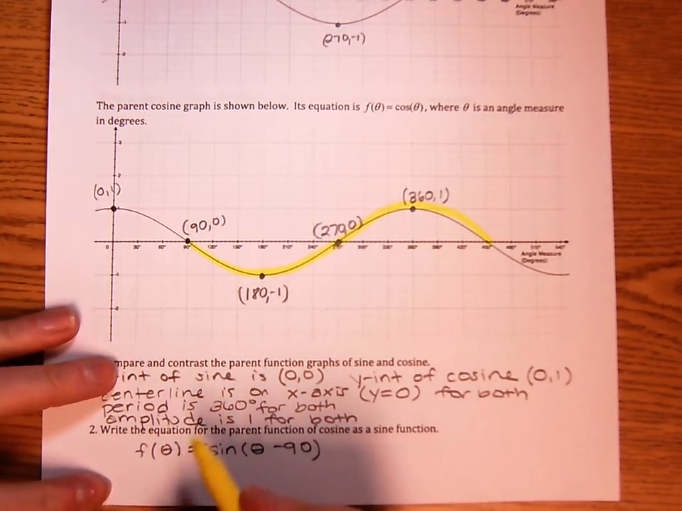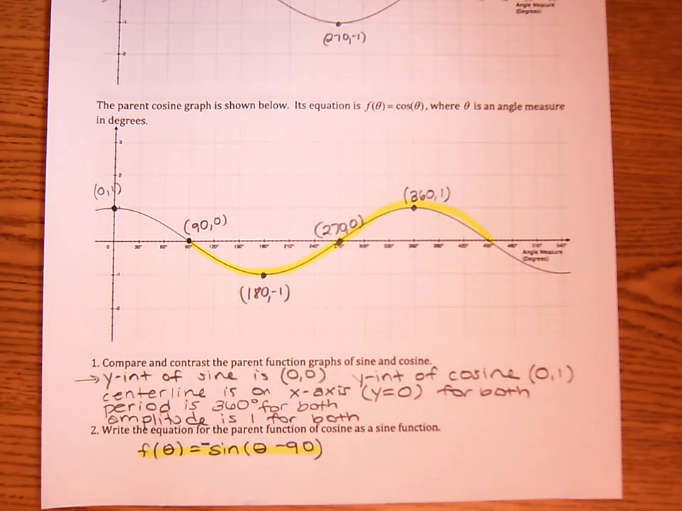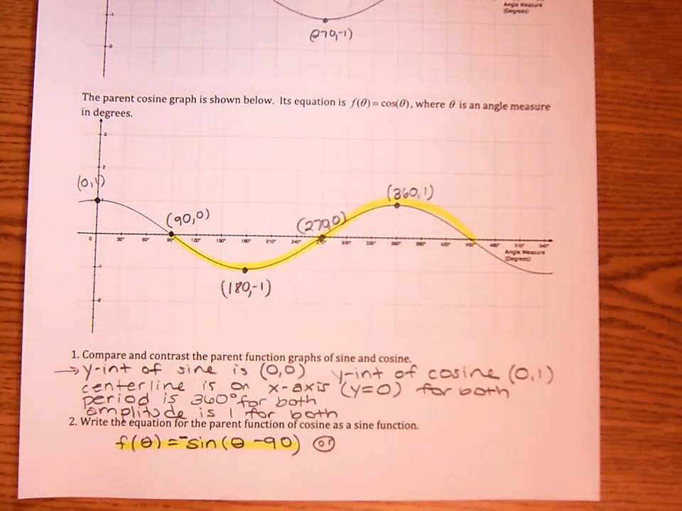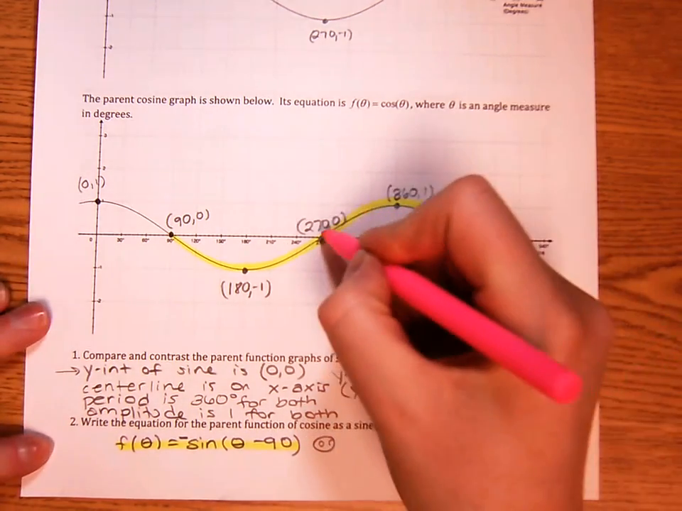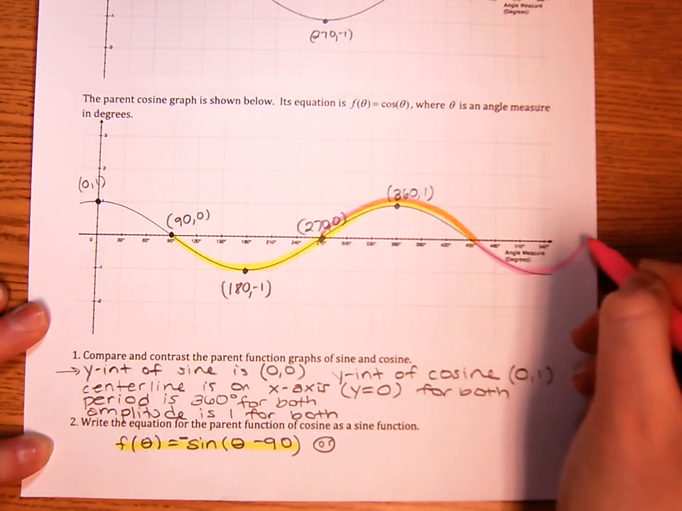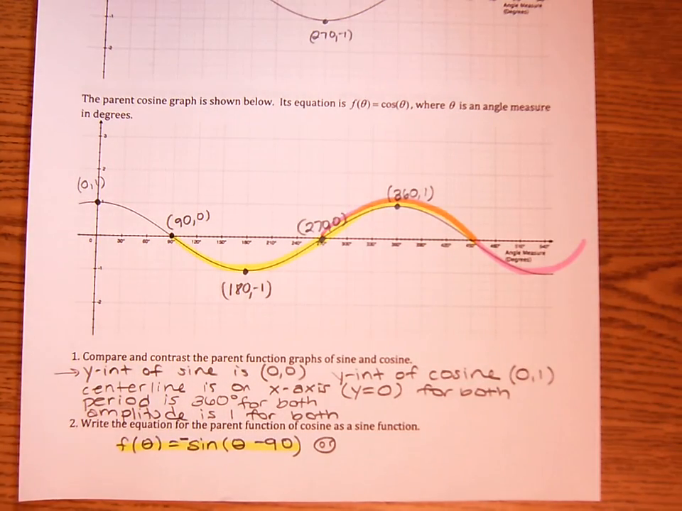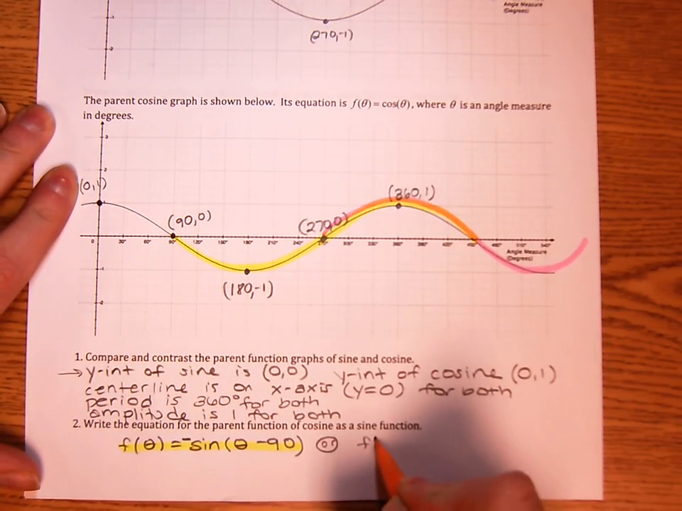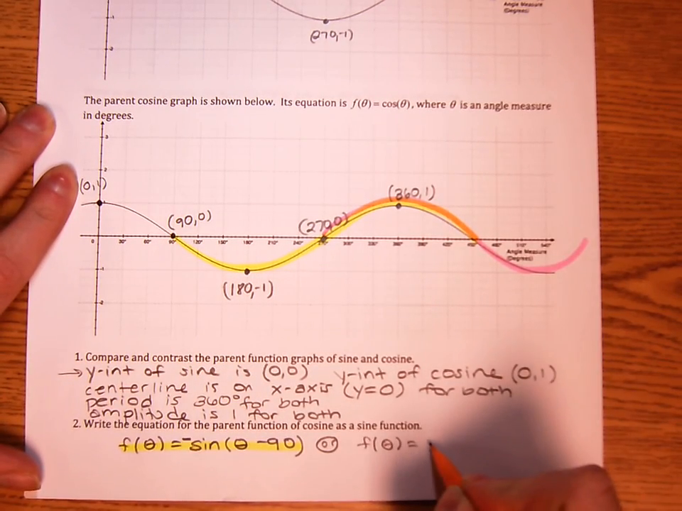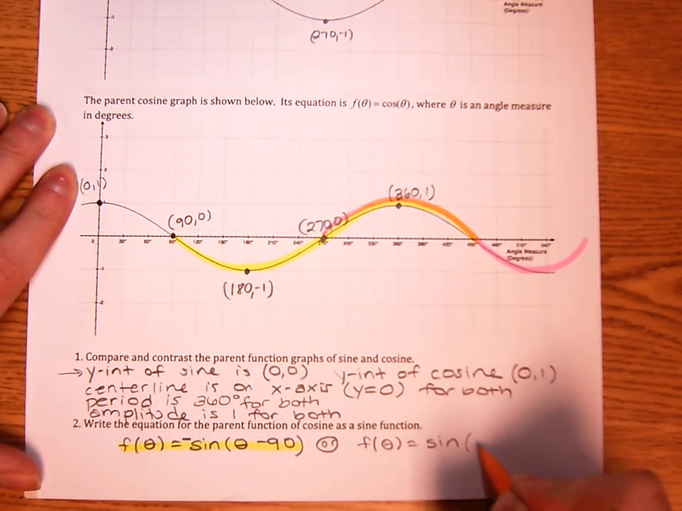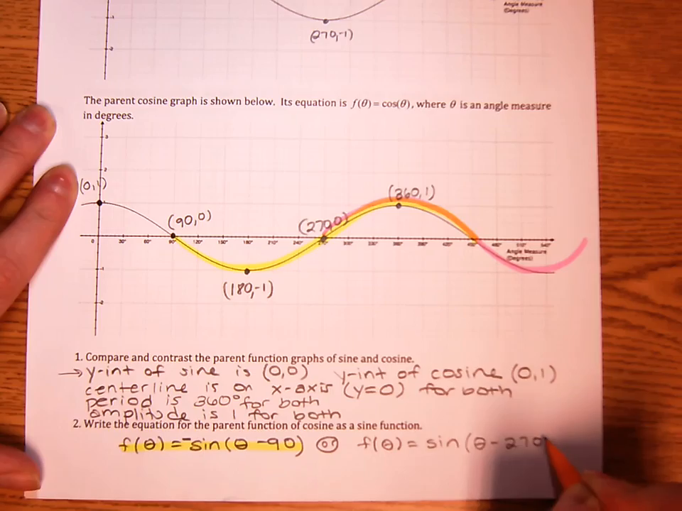Another way that you can model the parent cosine function using sine is if we look at another point to start at. So maybe I'll start over here at 270 degrees to the right. And if I were to continue this, I can go through 5 key points as well, keeping the period at 360 degrees. I could say that f of theta is positive sine, because we're going up from that point on the center line, of theta minus 270.